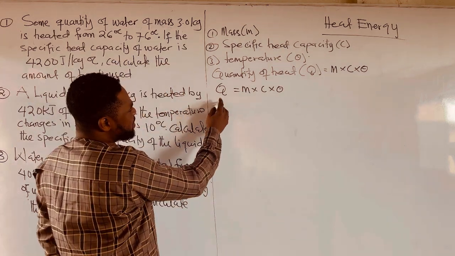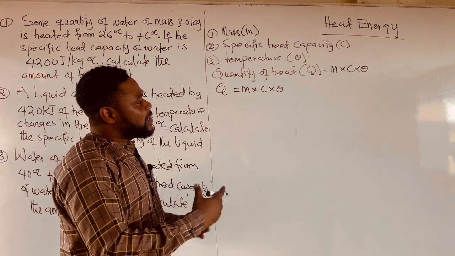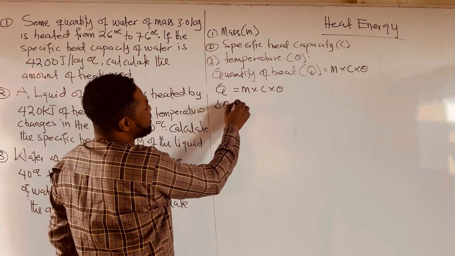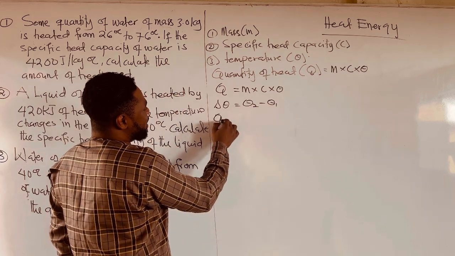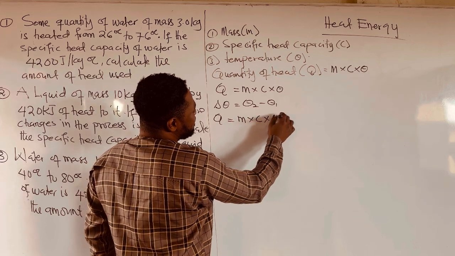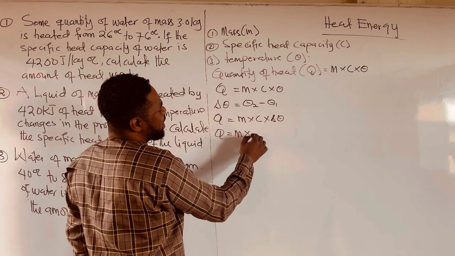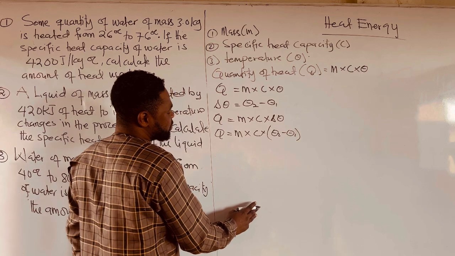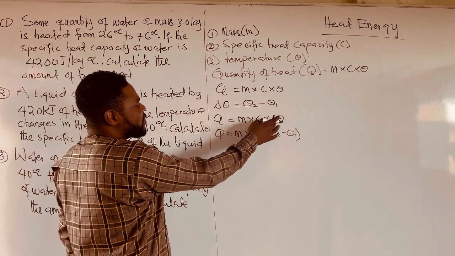There are some instances where temperature can rise, so we'll be able to find the difference in temperature or change in temperature. Therefore, we say change in temperature can be given as theta 2 minus what? Theta 1. So I can break this formula down as the mass times C times change in temperature, or Q will be equal to M times C times theta 2 minus theta 1.